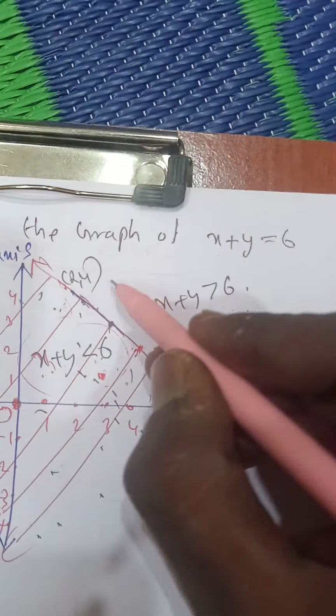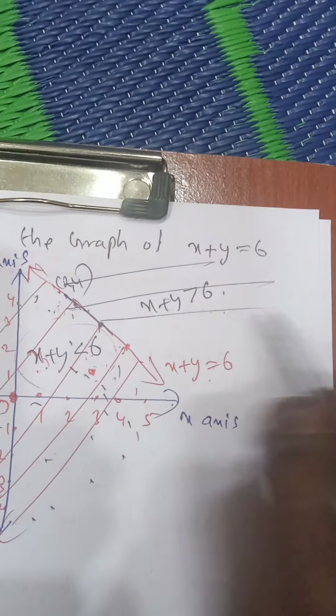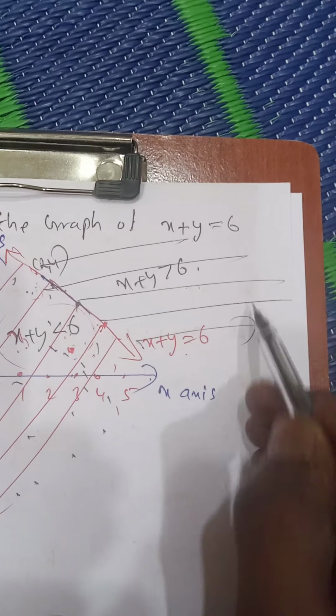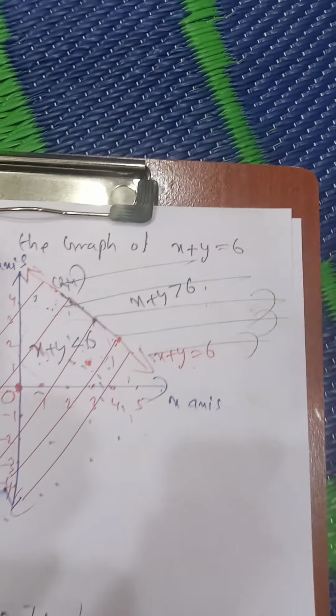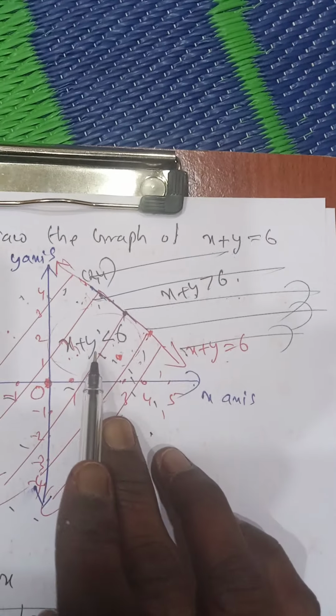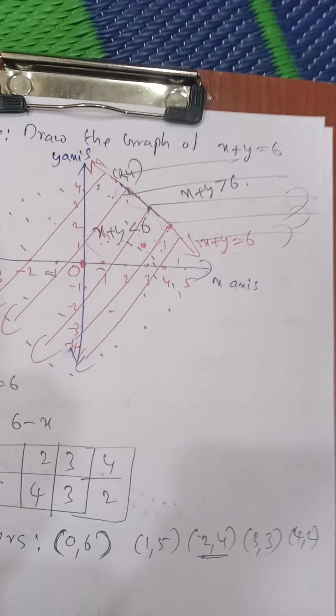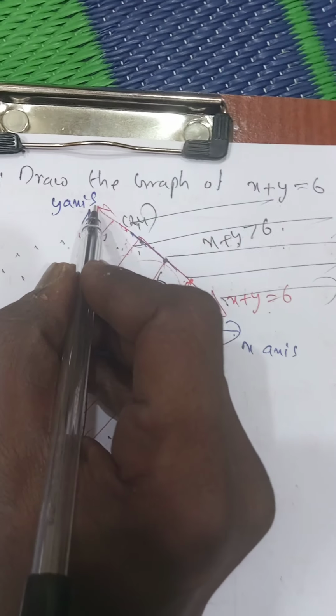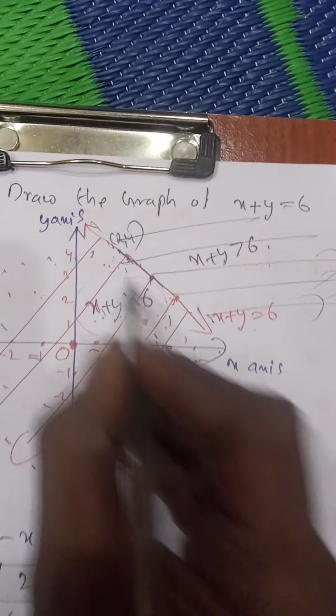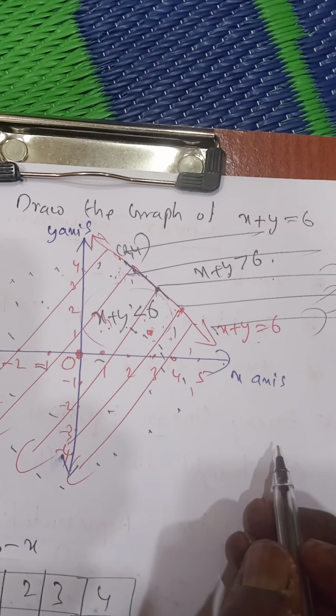The right side of the plane will represent x plus y greater than 6. That means every inequation always represents only a half plane in the two-dimensional plane, and every linear equation always represents only a straight line. You need to remember them.